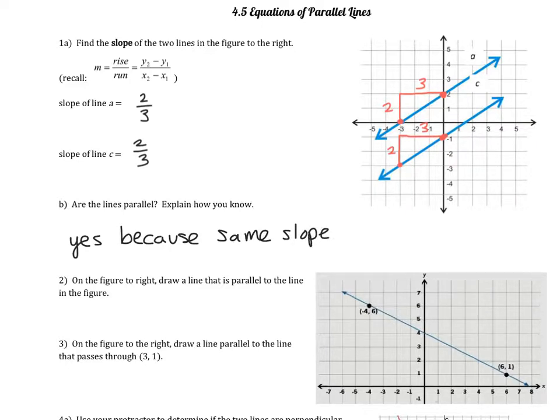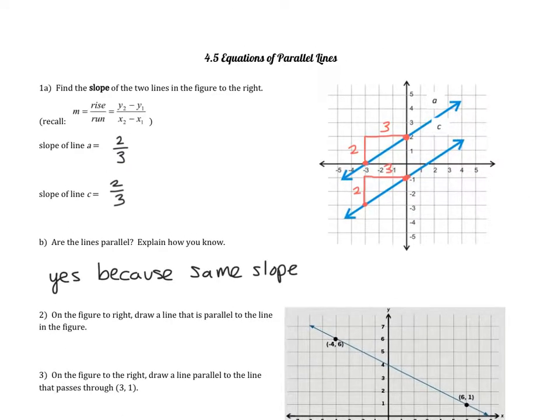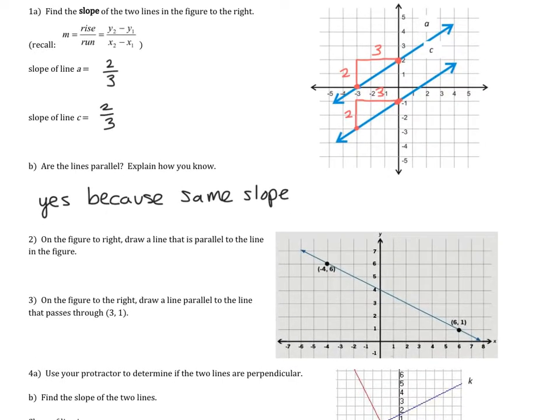And remember, if 2 lines are parallel, that means they will never cross. So imagine if you are going up and over at the same rate for both, they will never cross.